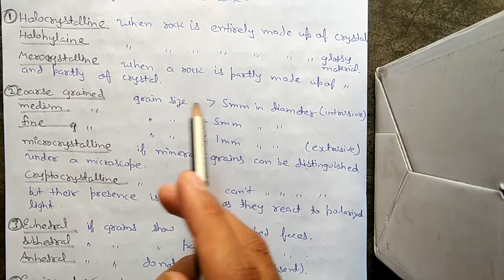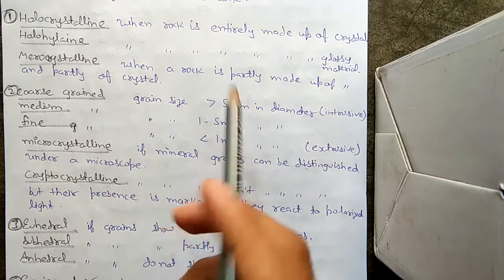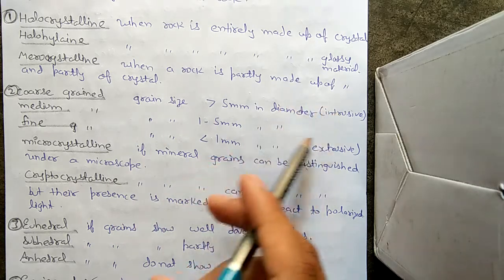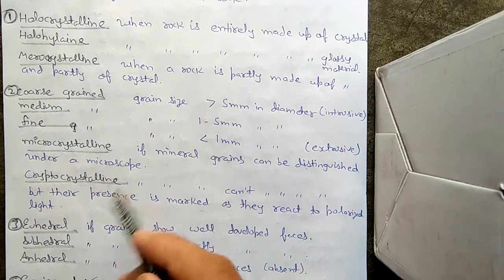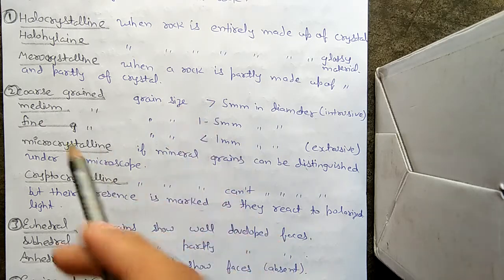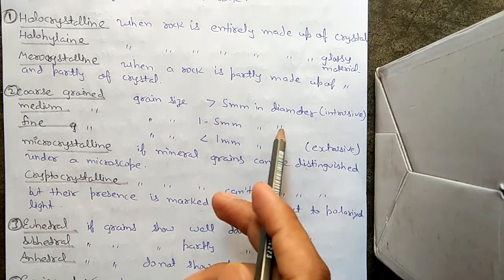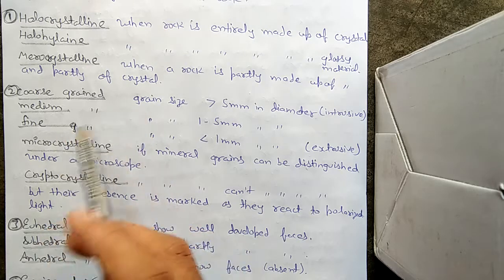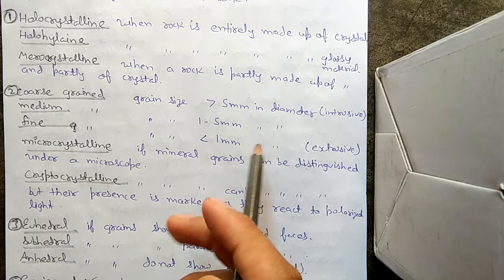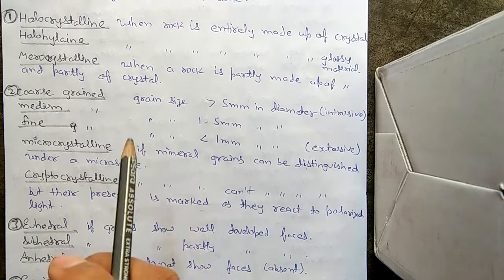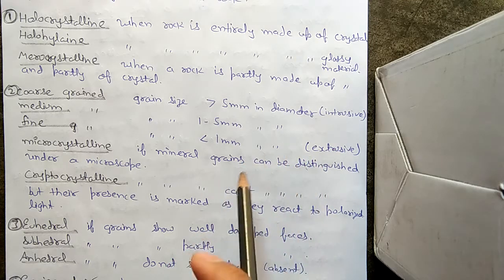Okay, the second categorization is based on the size of mineral grain. Coarse grained: when the size of mineral grain is greater than 5 millimeter in diameter, that is called coarse grained texture, and it is found in intrusive rocks, which are found below Earth's crust because magma crystallized there. Medium grained: the size lies between 1 to 5 millimeter in diameter. Fine grained: when grain size is less than 1 millimeter in diameter, and it is extrusive in nature, means it is found in extrusive rocks.